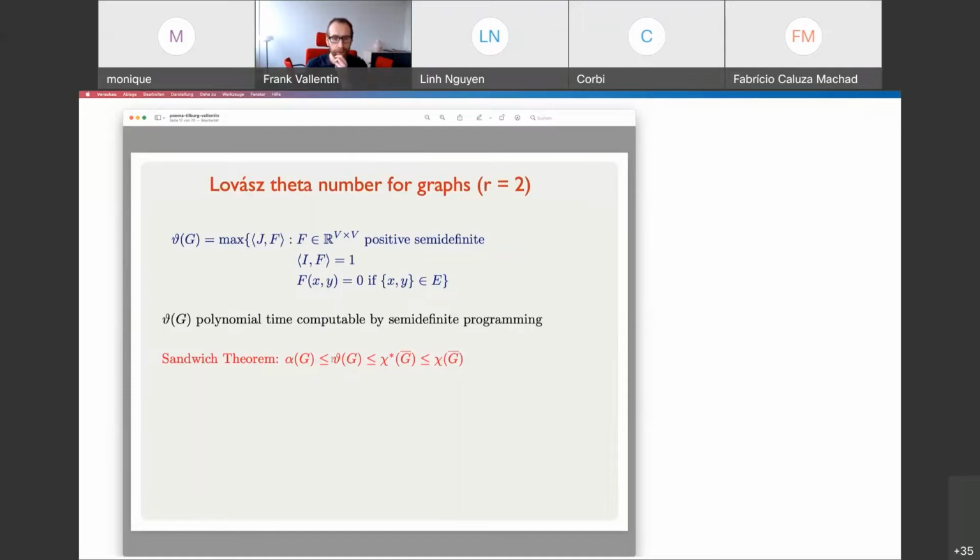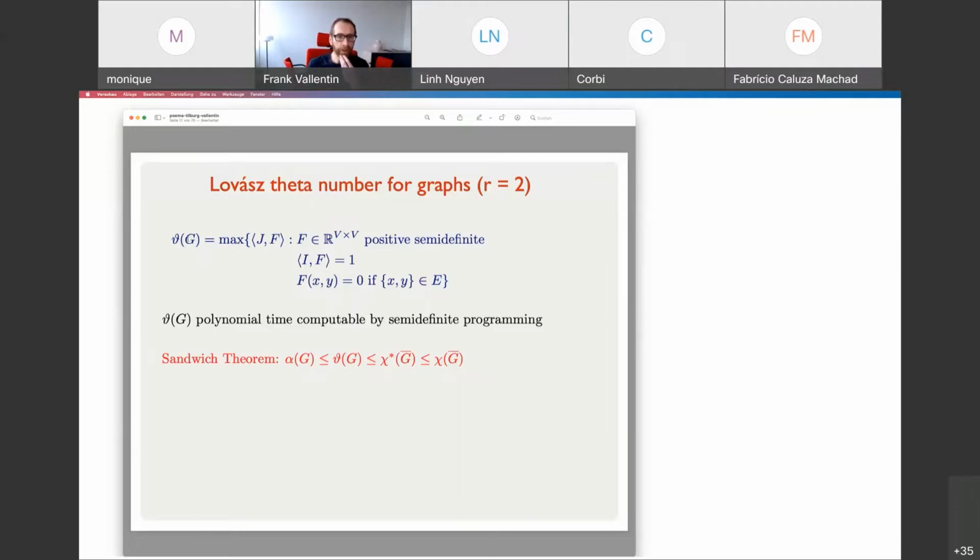So the theta number, which I will define in a moment, is an upper bound for alpha and a lower bound for chi star. And the good thing is that you can compute the theta number in polynomial time using semi-definite programming. The semi-definite program which is behind the Lovász theta number is as follows.